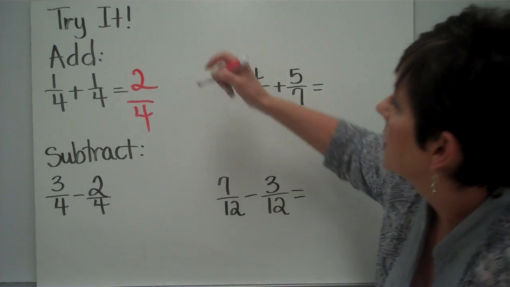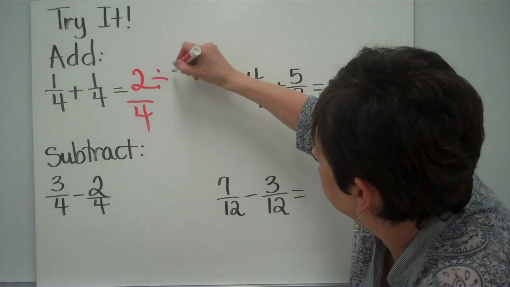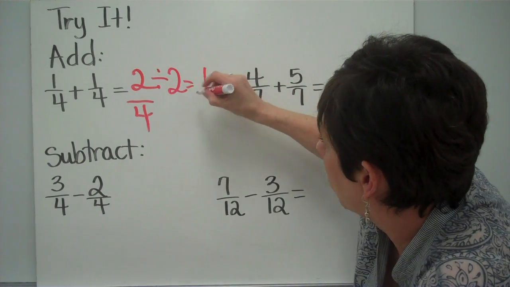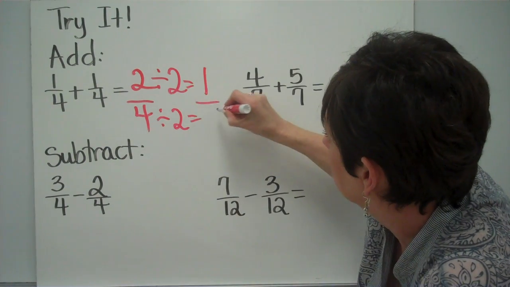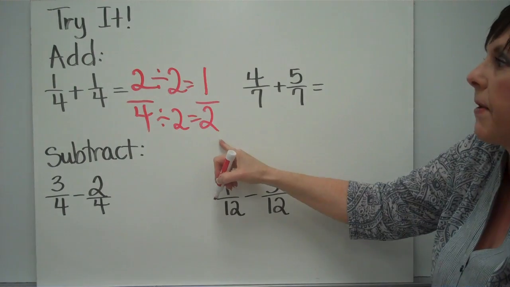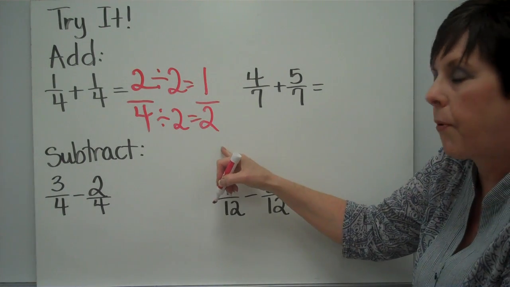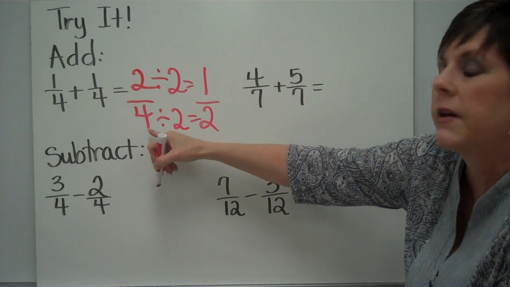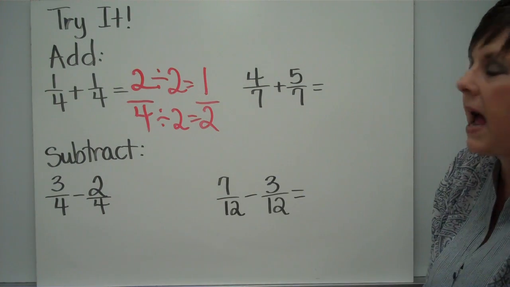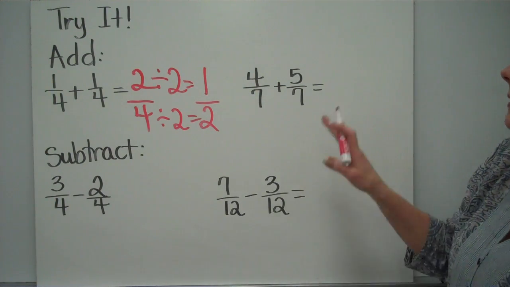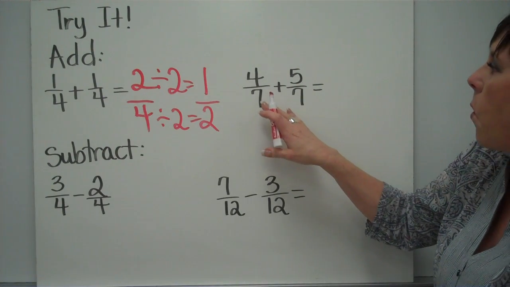2. So we would simplify. 2 divided by 2 is 1. 4 divided by 2 is 2. So we would simplify this problem as 1/2. We would not leave it in the form of 2/4. We would simplify it to 1/2. All right, let's go to the next one.